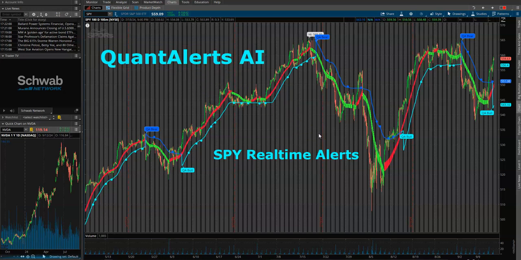QuantAlertsAI. So this is the advanced indicator. I've been building advanced trading tools for well over 15 years. Tools that I use on the institutional side for fully automated trading.